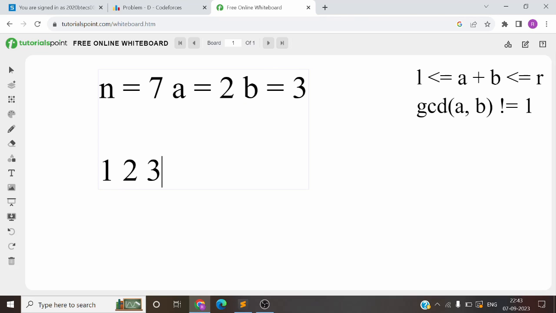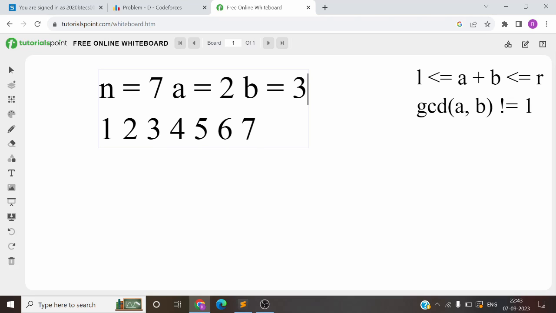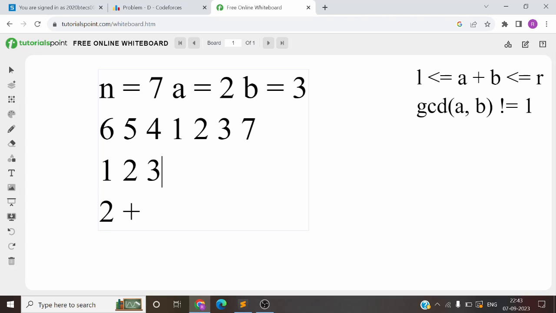So suppose there is a permutation 1, 2, 3, 4, 5, 6, 7. What you need to do is add those values of the array whose indices are divisible by 2. Very simple. Is this index divisible by 2? Yes, the second index, 2 is divisible by 2. So let's take an actual permutation: 6, 5, 4, 1, 2, 3, 7, something like this. And we will also write their indices just to remove the confusion.